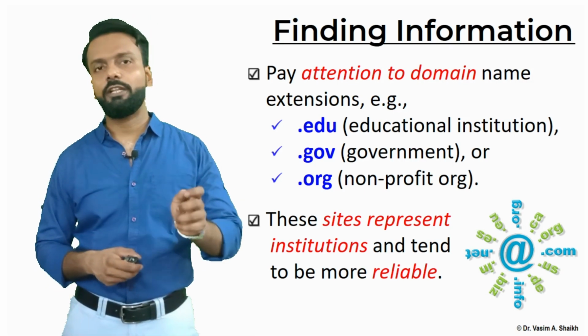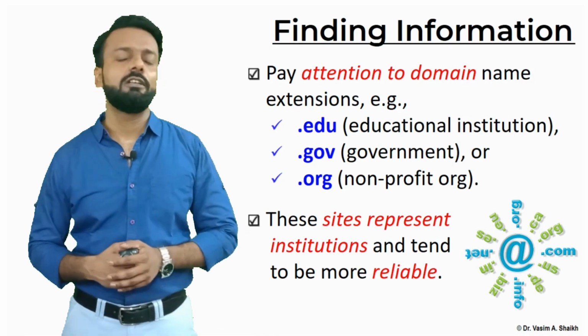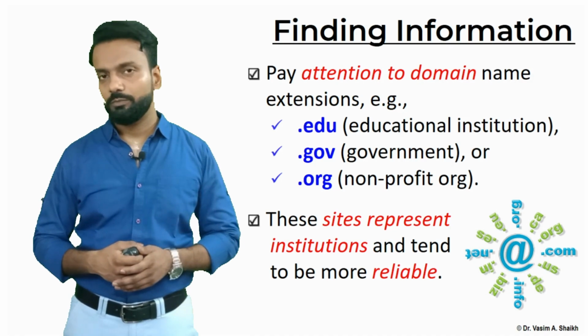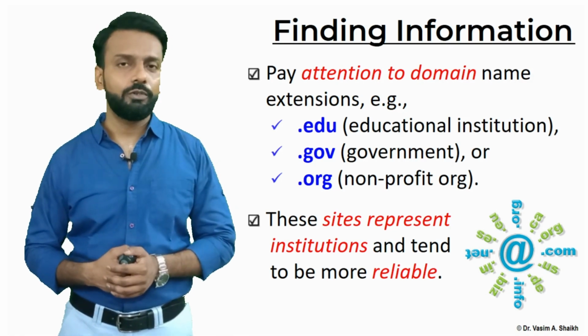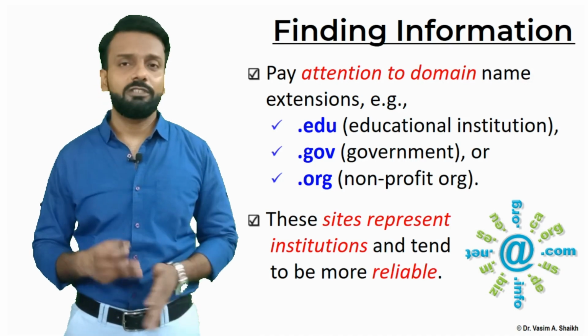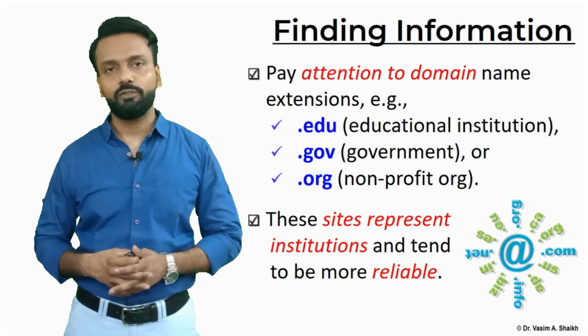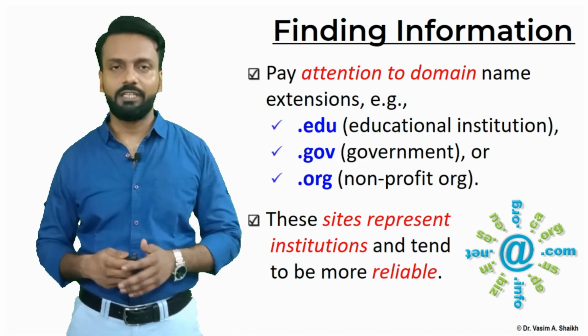If you see .edu, .gov, .org, all these are very reliable websites, and you can take information from them. It will be very good for you. But on any other .com, the information may not be reliable. So from all these agencies you can get a lot of reliable information from these particular sites.